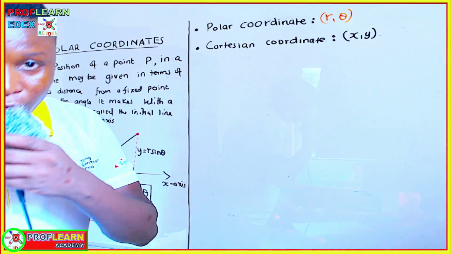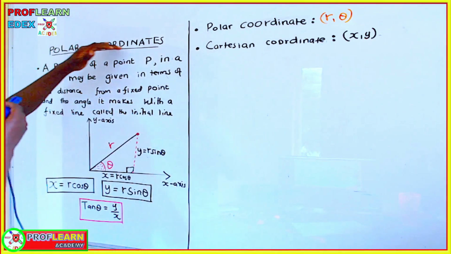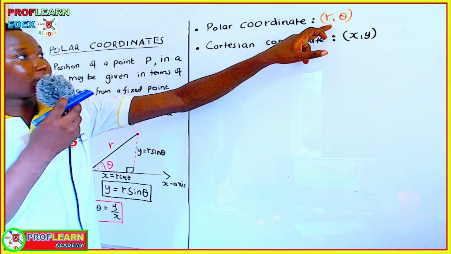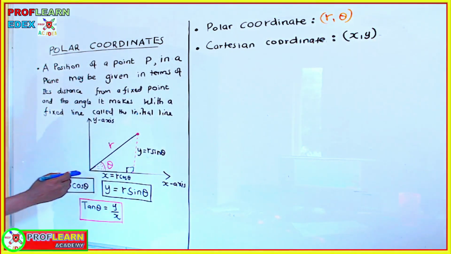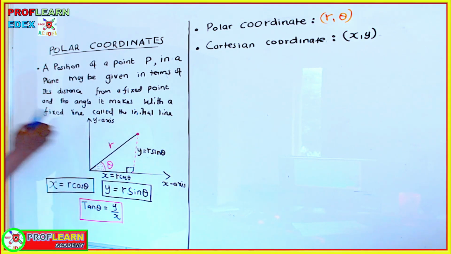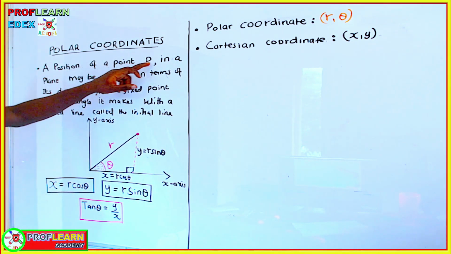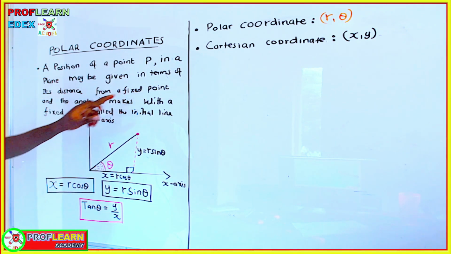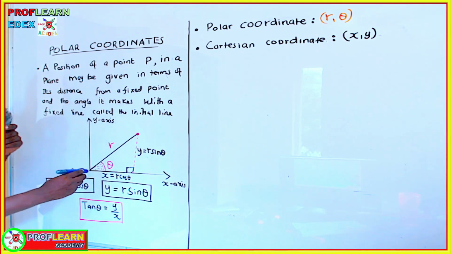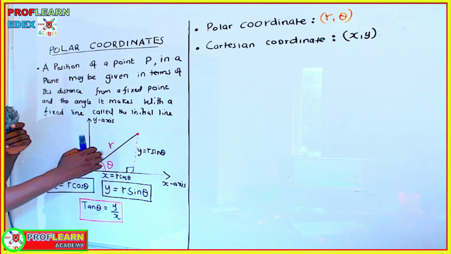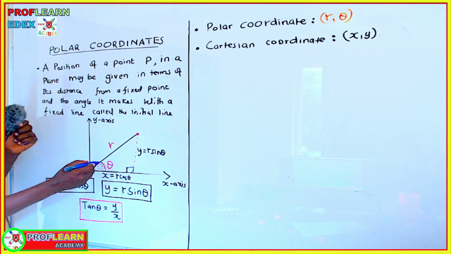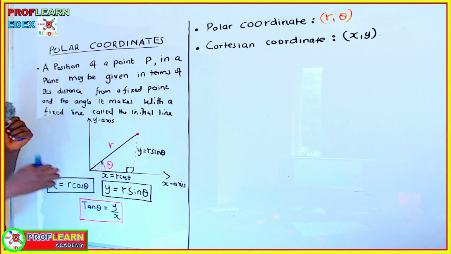In this topic, we are going to have a discussion on polar coordinates, because coordinates can be given in a polar form like this. The position of a point P in a plane may be given in terms of distance from the fixed point and the angle it makes with the fixed point. This is the distance we're talking about, r, and the angle it makes in the anti-clockwise direction is theta.